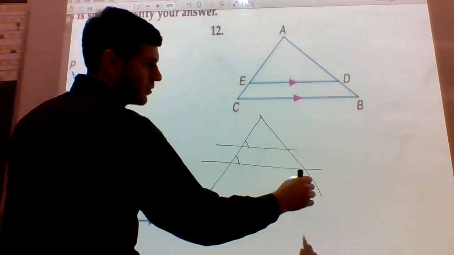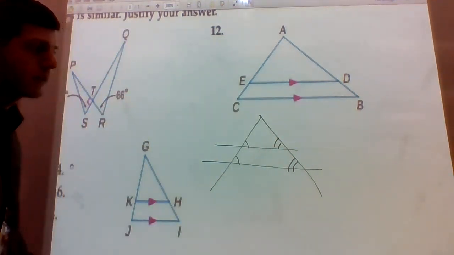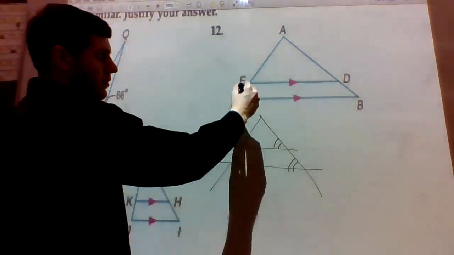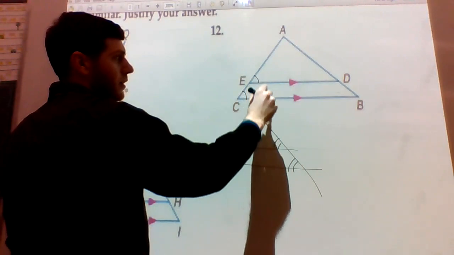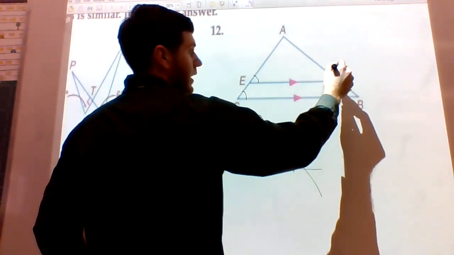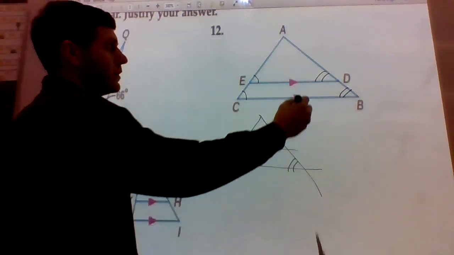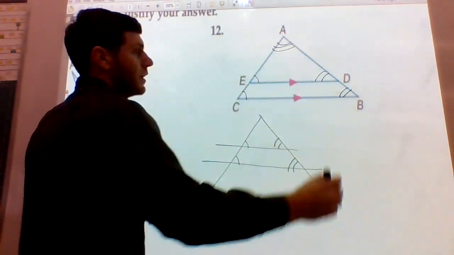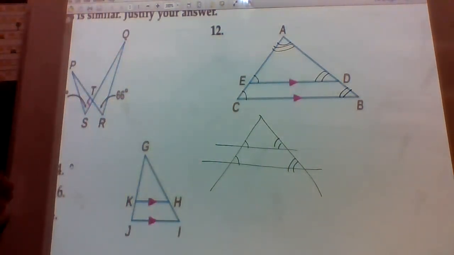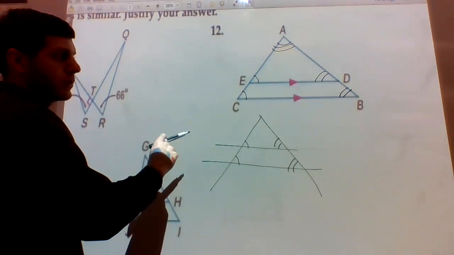Here's another one going through those same parallel lines. We know that corresponding angles are again congruent. So that's angle C and angle AED, and angle B and angle ADE. Okay, we also know by the reflexive property that angle A is congruent to itself. But we don't need all 3 pairs. We need at least 2 to use AA. So we have at least 2 pairs of congruent angles.